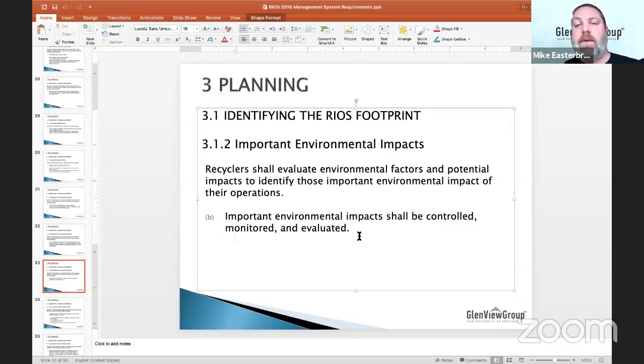So you have to have the ability to monitor controls to make sure that these important aspects or impacts that are being controlled are also being effectively controlled, through monitoring and evaluation in whatever manner is appropriate for you. It doesn't need to be a monthly walkthrough, but that's just an example.